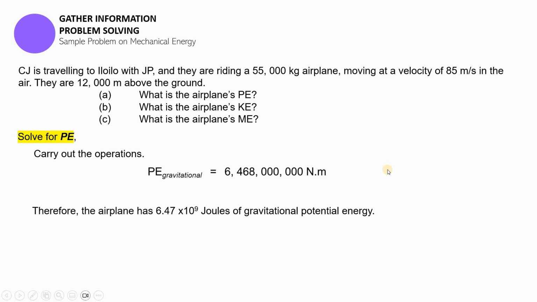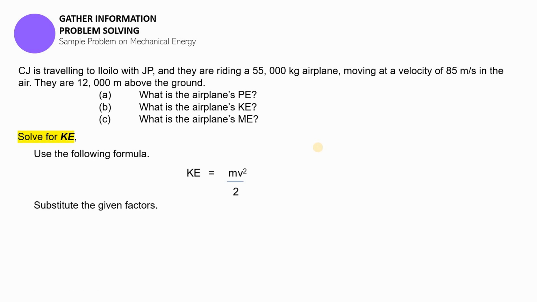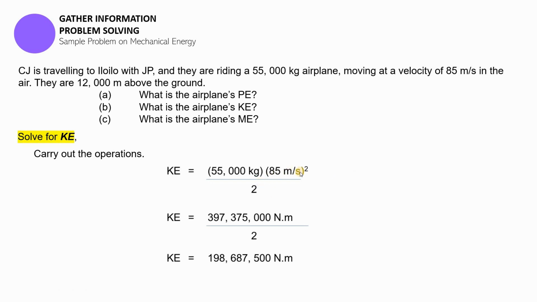Alright, we now proceed to the next factor that is missing, which is kinetic energy. For kinetic energy, we only have one formula, right? We'll be using it. It's KE is equal to mv squared divided by 2. Okay, now, substitute the givens. Okay, it should look like this. Okay, and then, you'll be carrying out the operations. So, it's gonna look like this.